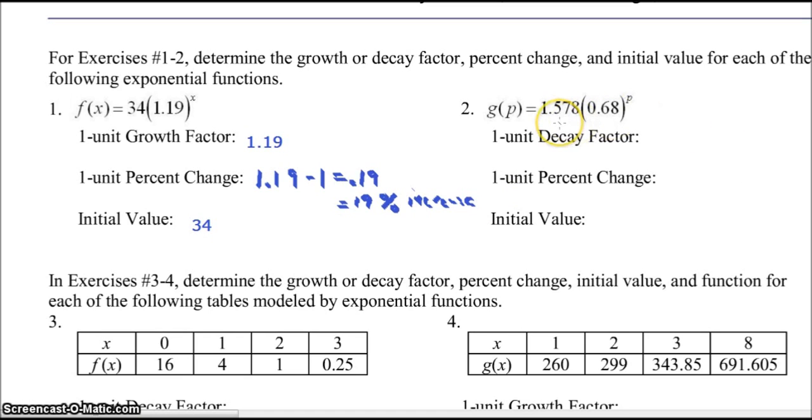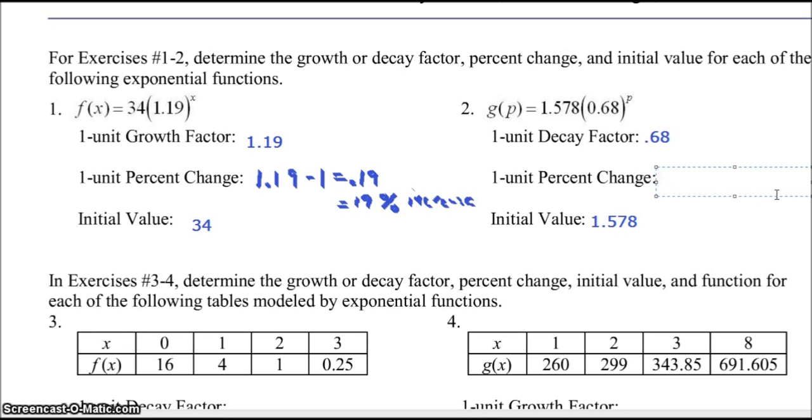So for number 2, g of p is 1.578 times 0.68 raised to the p. Our initial value is 1.578. Notice this is the place where if we put p equals 0 here, 0.68 raised to the 0 power is 1, so we just get our initial value 1.578. The 1 unit decay factor is 0.68, and to find the percent change we just need 1 minus 0.68.